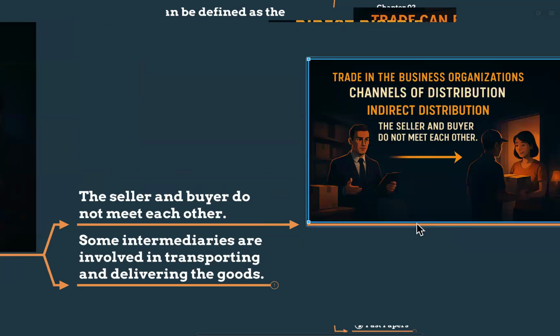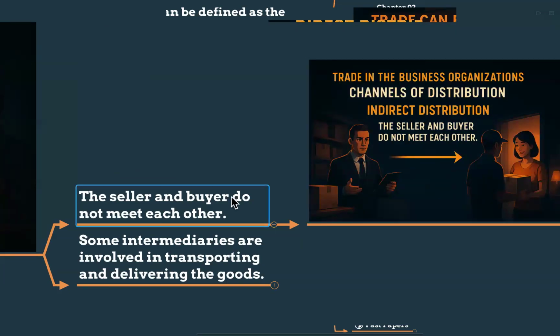For example, Pizza Hut, think about it. The seller and buyer do not meet each other. Pizza Hut, the actual owner or the manufacturer, is somewhere else, right? So that is indirect distribution. Products pass through some intermediaries before reaching the customers. For example, if you're sending a package, it travels through multiple post offices before reaching you. In indirect distribution, the seller and buyer never meet. The intermediaries handle the products.